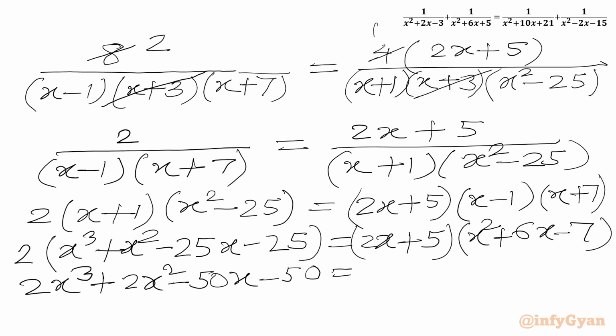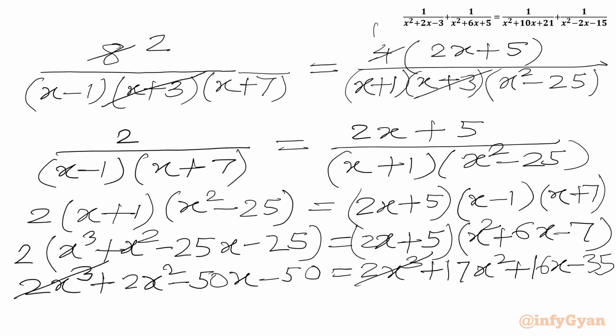And in RHS, we will write 2x cube. Then we will write 12x square plus 5x square, which is 17x square. Then we will write minus 14x plus 30x, value will be equal to 16x. 5 times minus 7, minus 35. Now we can subtract 2x cube from both the sides. So this term 2x cube will be over.